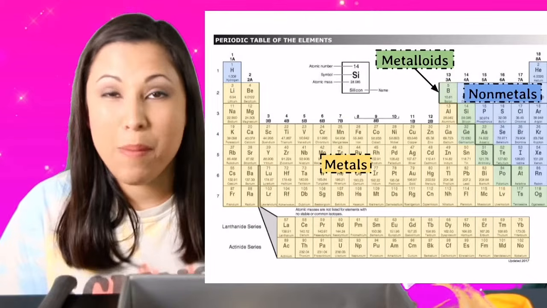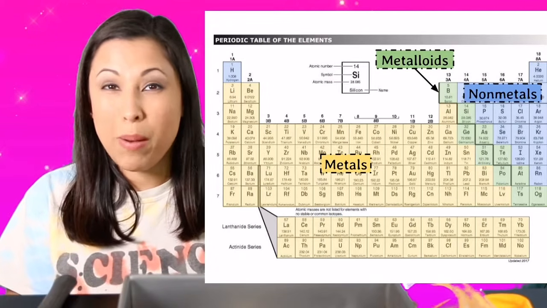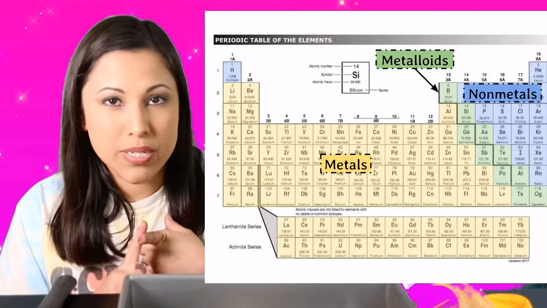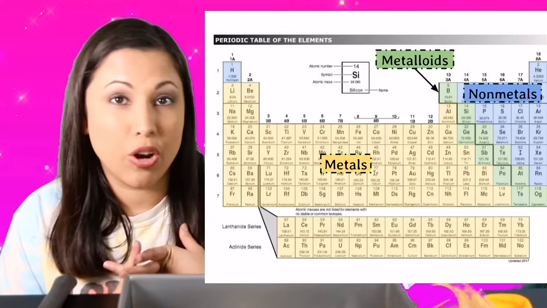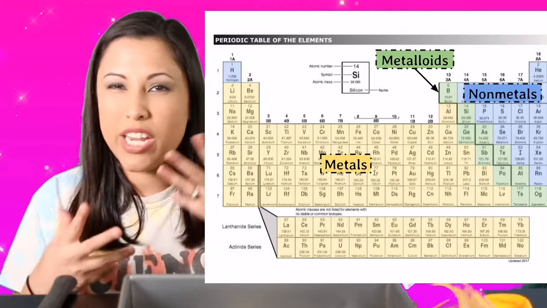So remember, our metals take up most of the periodic table, and that's on the left side. Remember, they are solid at room temperature. They are great or good conductors. They are malleable and ductile. We can change their shape.